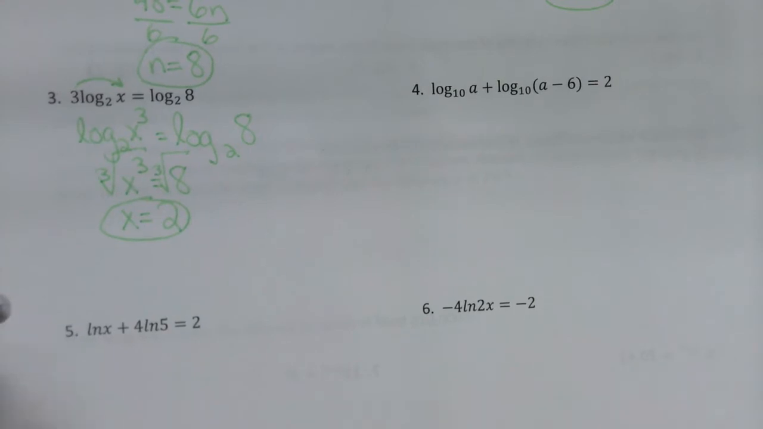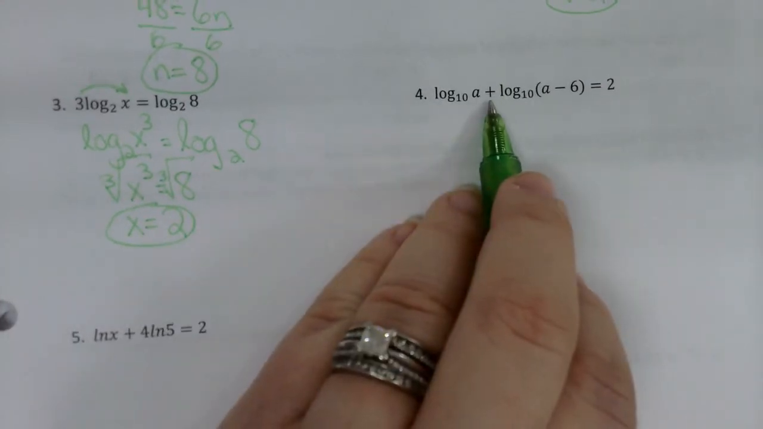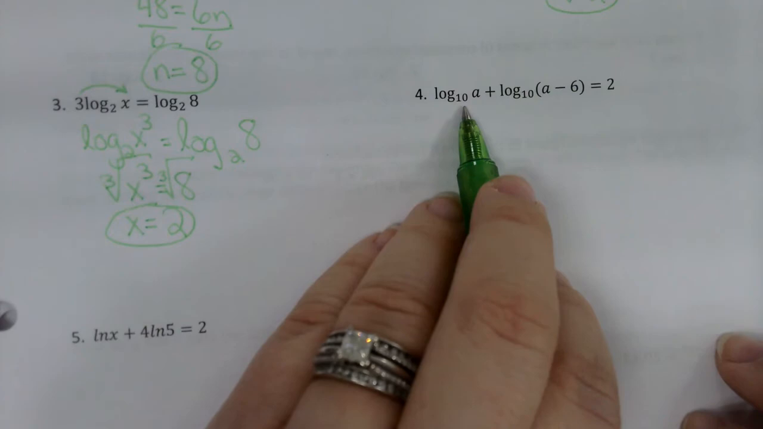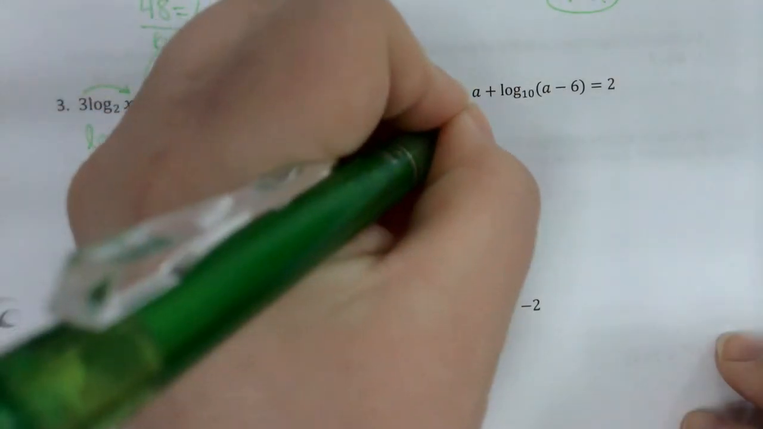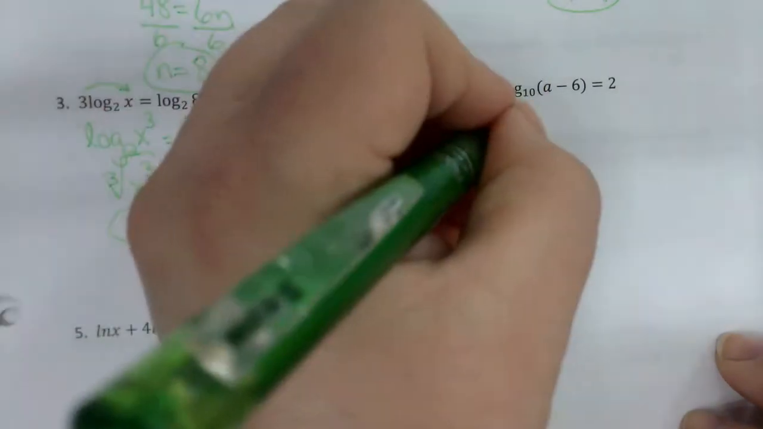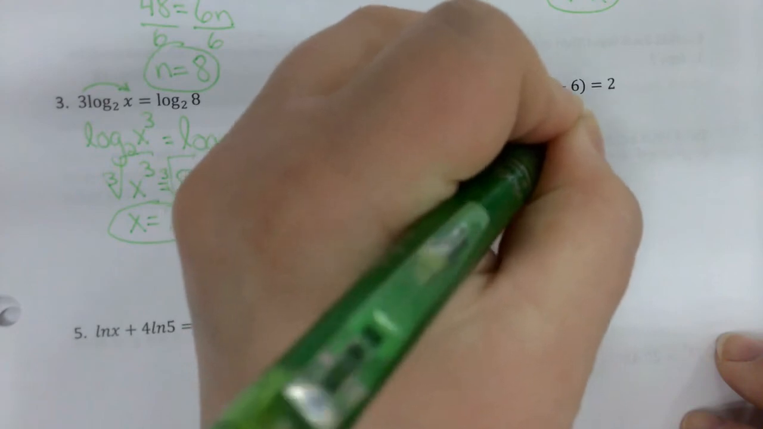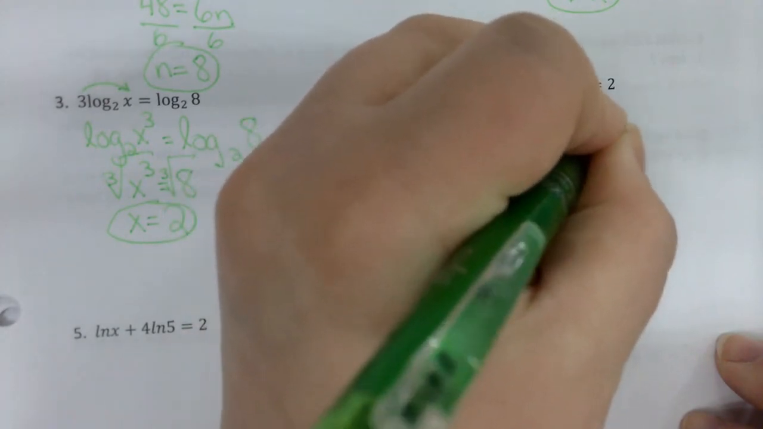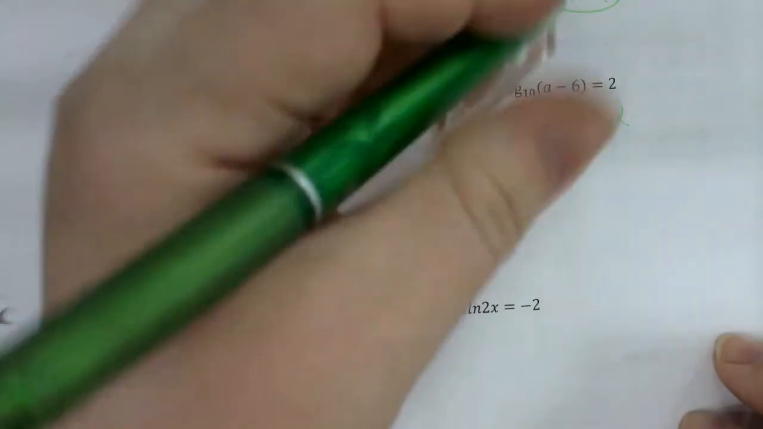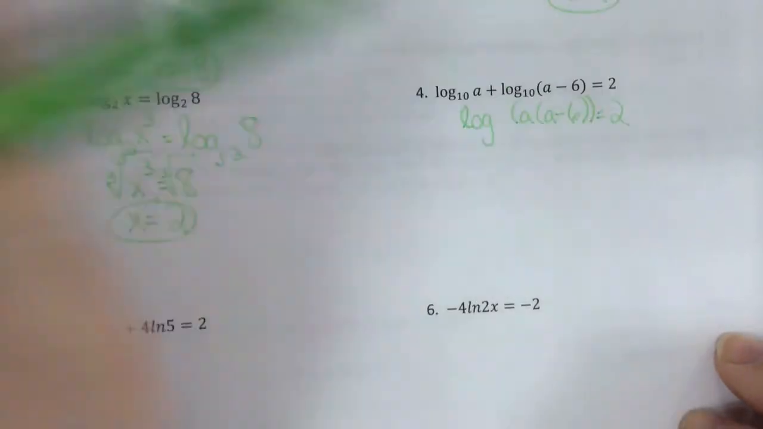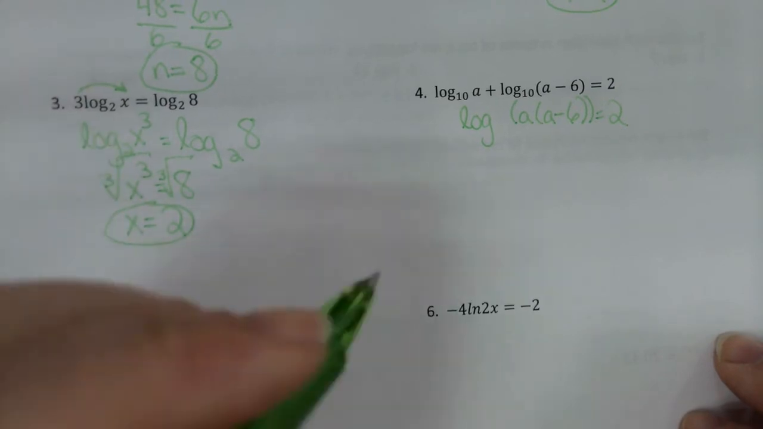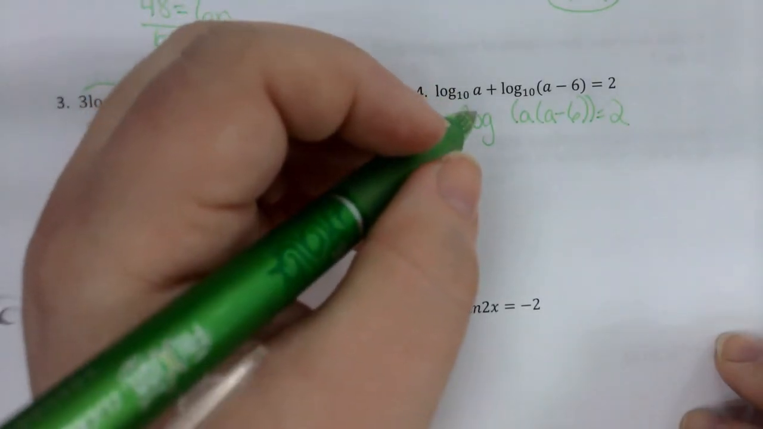Number 4, I have a plus sign separating out these two logs base 10. So I'm going to use the product property to condense them into one single log. And I'll need to multiply the a times a minus 6. Now, I don't really need to write this base 10 because remember, if it looks like this, we assume that the base is 10. You can write it or don't write it. It doesn't really matter.